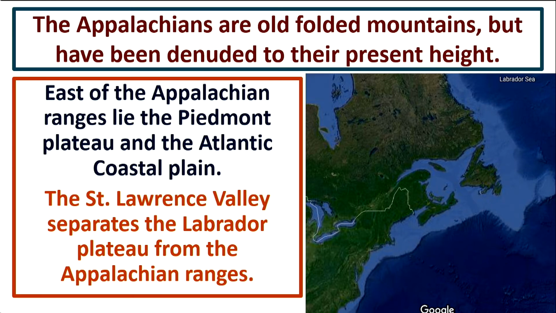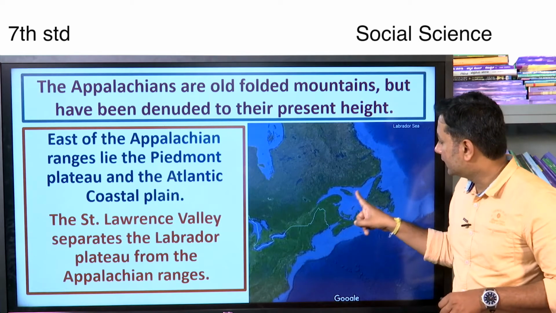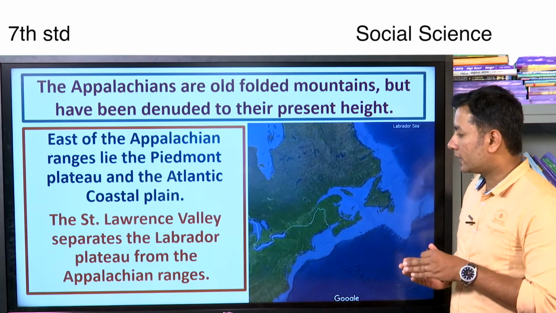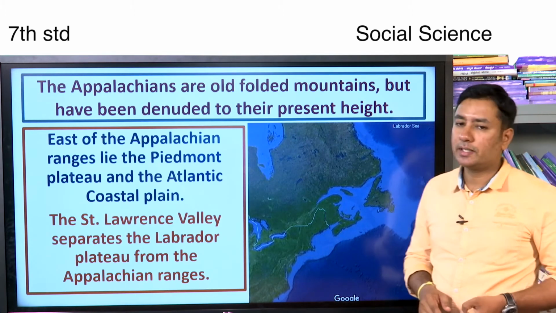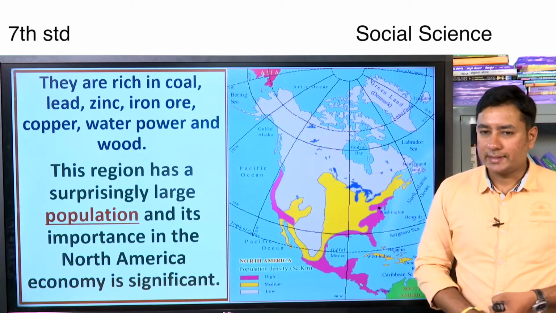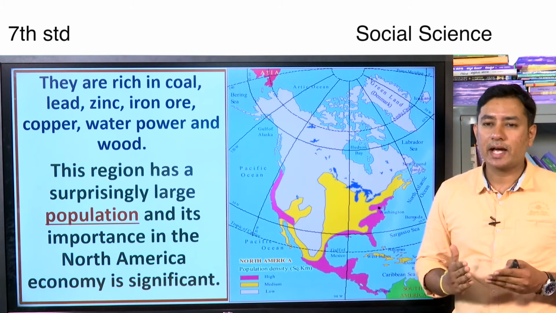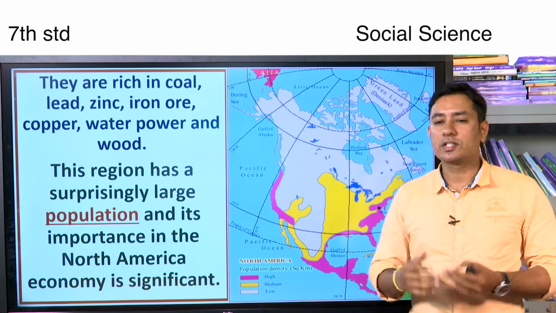East of the Appalachian Mountains lies the Piedmont Plateau, and then the Atlantic Coastal Plain is there, and the St. Lawrence Valley separates the Labrador Plateau from the Appalachian Ranges. Where is the St. Lawrence Valley? This is the St. Lawrence Valley, and it separates the plateau, that is the Labrador Plateau, from the Appalachian Ranges. Clear? Okay, this land, that is Newfoundland and adjoining places, has very rich resources.